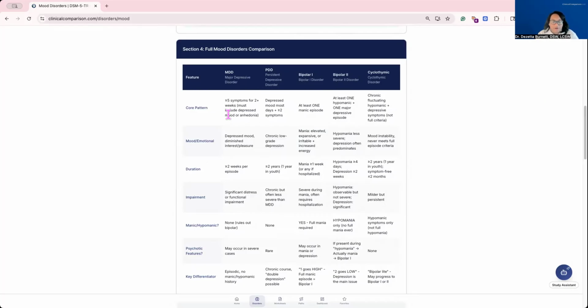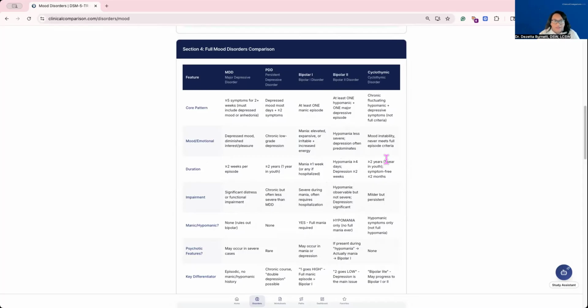Major depressive disorder, 2 weeks, right? And duration. Persistent depressive disorder, 2 years, 1 year in youth. Okay. And we're talking about mania, right? Full mania is required for bipolar 1. Hypomania is required for bipolar 2. And we're talking about cyclothymic. It's this cycle, right? They're fluctuating symptoms. They never fully meet the criteria of the other disorders.